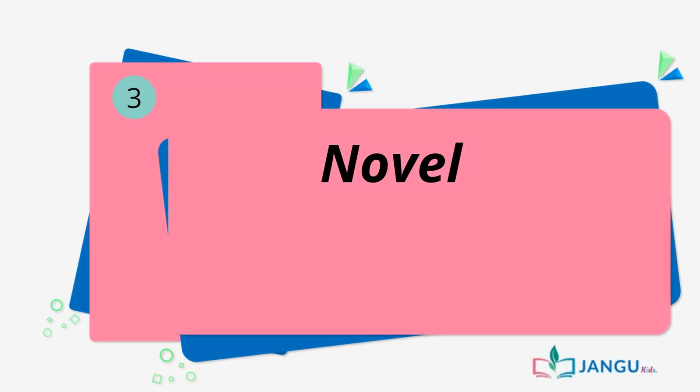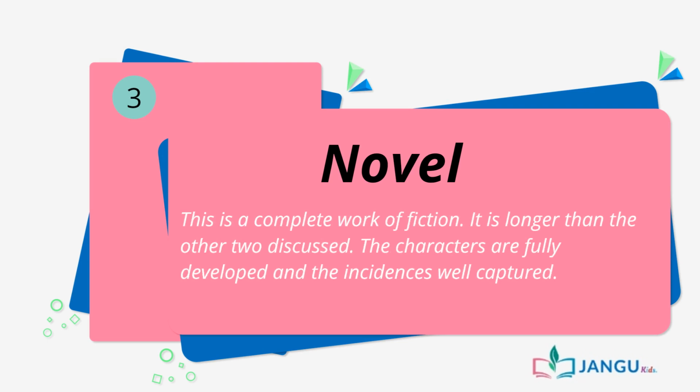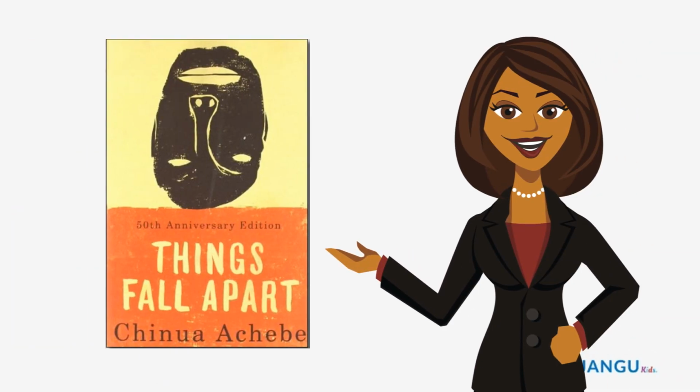3. Novel. This is a complete work of fiction. It is longer than the other two discussed. The characters are fully developed and incidents well captured. An example of a novel is Things Fall Apart by Chinua Achebe.